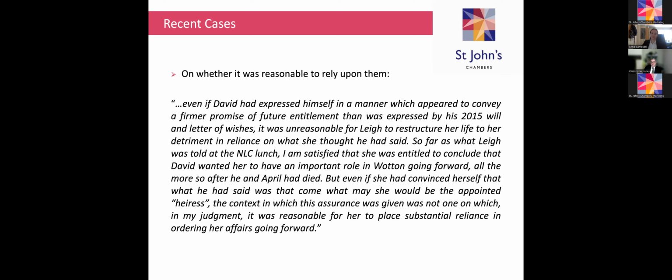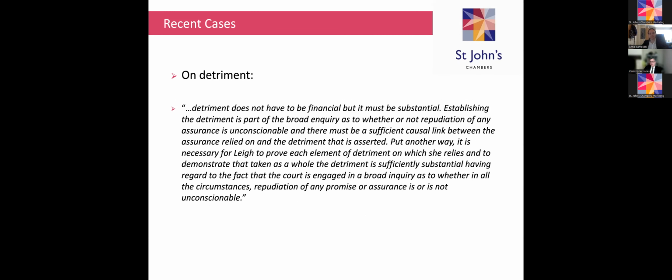But even if she had convinced herself that what he had said, that come what may, she would not be the appointed heiress, she termed herself, the context in which this assurance was given was not one on which, in my judgment, it was reasonable for her to place substantial reliance in ordering her affairs going forward. So effectively what the judge was saying is, look at the context. No reasonably informed person such as yourself, privy to what was actually going on, could have believed these assurances such that it would have been reasonable in the circumstances to rely upon them and to build your life based upon them. So the judge went on then to look at the detriment that Lee said she suffered.